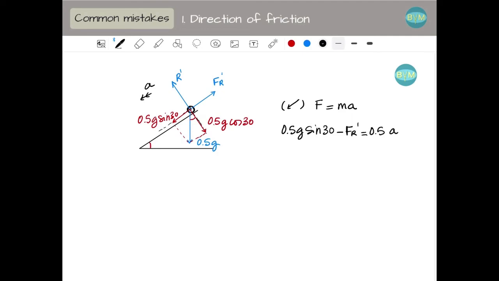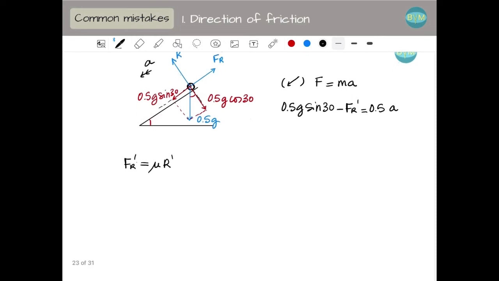So to find friction, I'm going to find the new normal reaction and multiply by the coefficient of friction. So my new friction will be coefficient of friction times the new reaction. And to find the new reaction, I'm going to work perpendicular to the slope. I have only two forces now, so it's much simpler than before. I have reaction pointing up, this force pointing down, so they will be equal because I don't have acceleration in that direction. So my reaction is going to be 0.5 g cos of 30.